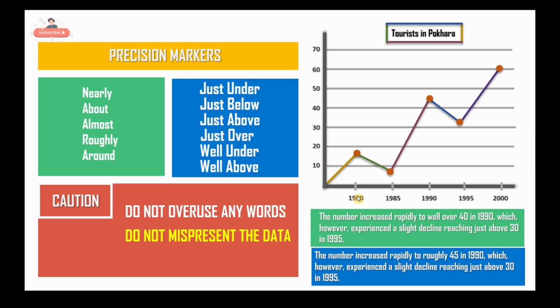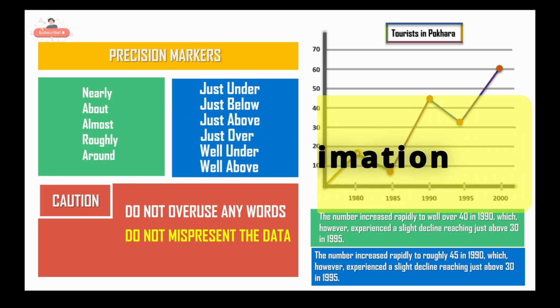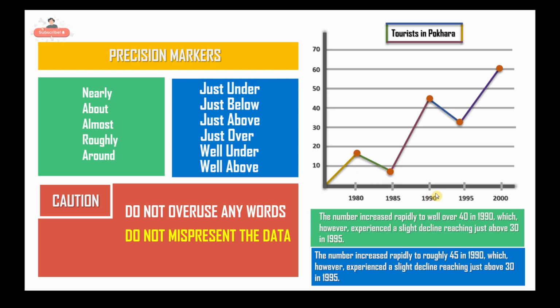Let's take another example. 1980. If you write the number was nearly 10, then it is a mistake again, because it's already quite above 10. It's not nearly 10, it's quite above 10, right? If you want to use the word nearly, okay, then you need to write nearly 16 or 17. Just make an estimation.